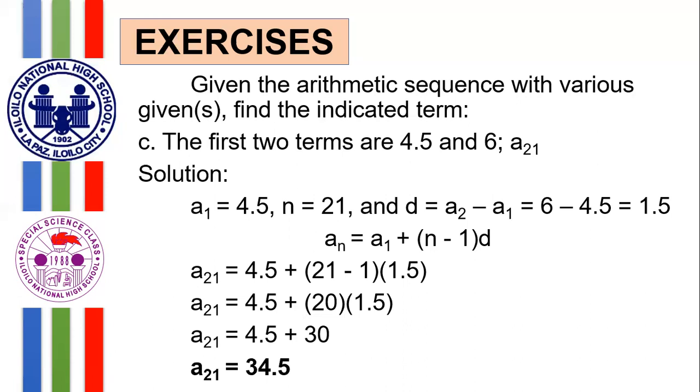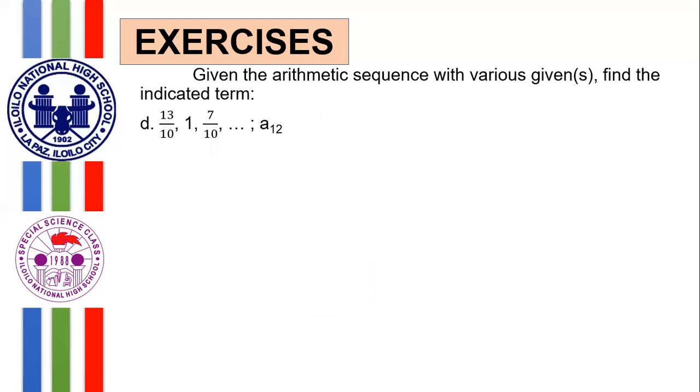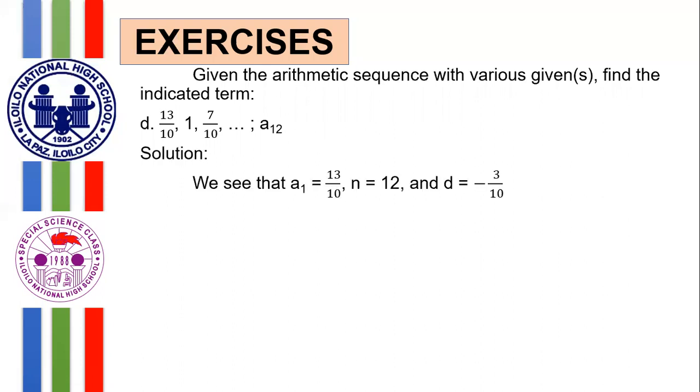Let's move on to the next one, letter D. Suppose I have here 13 tenths, 1, 7 tenths, and so on. What is the 12th term, or a sub 12? For this one, we could see that the first term is 13 over 10. Your subscript here is 12, so n should be 12.